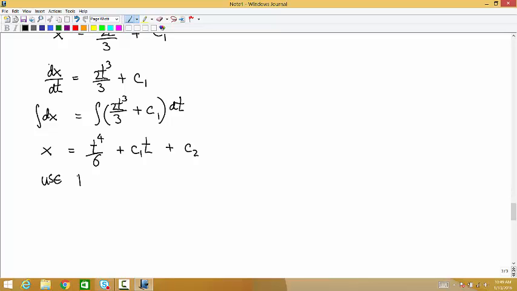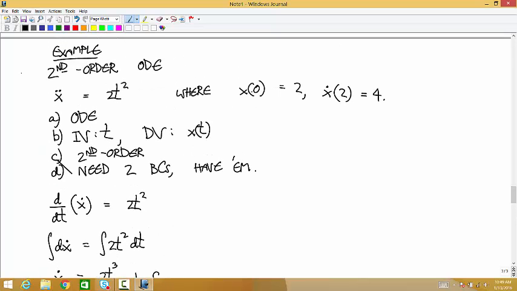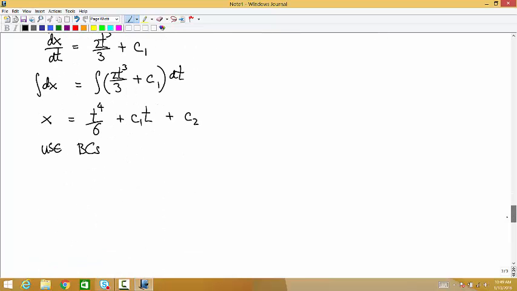Now we can use our boundary conditions. The first one says when time is equal to 0, x is equal to 2. So 2 is equal to 0 plus C2. So C2 has to be equal to 2.